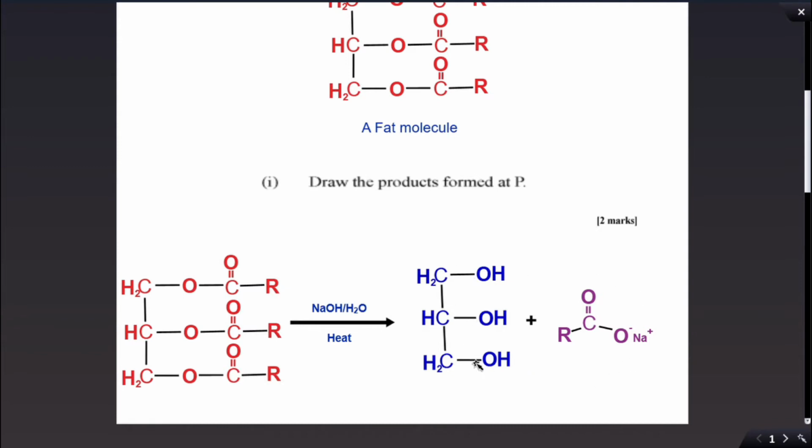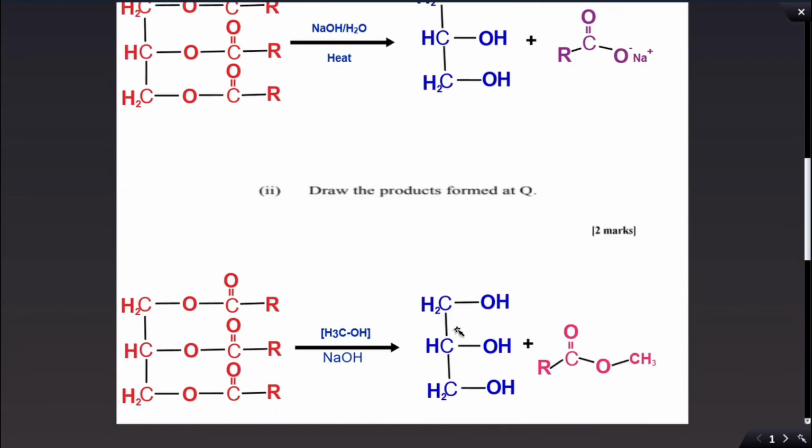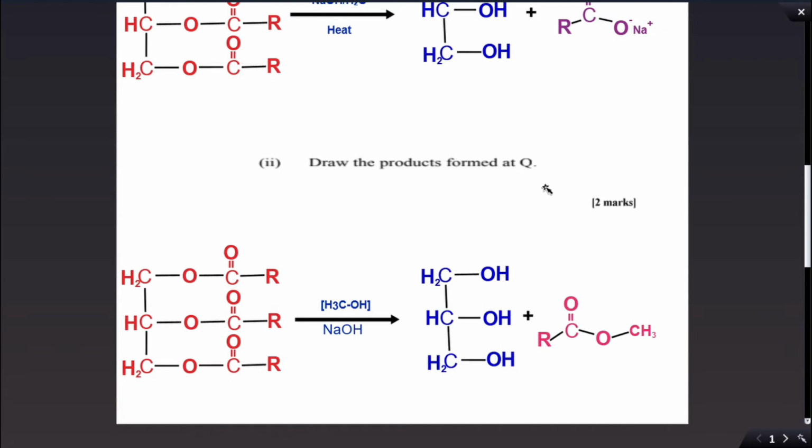A trialcohol, which is glycerol, and an organic sodium salt. So those are the products at P. The products formed at Q, also glycerol, which is the trialcohol, and a methyl ester. The methyl group here, so it's a methyl ester.